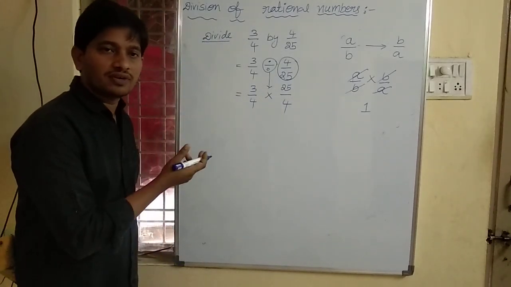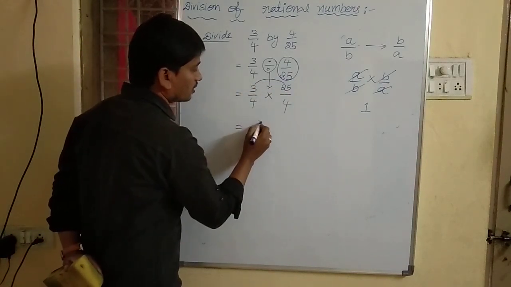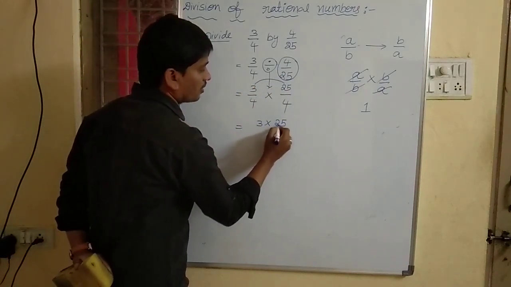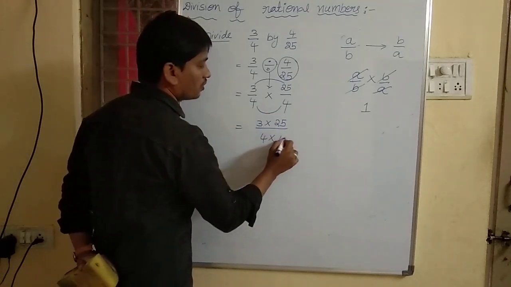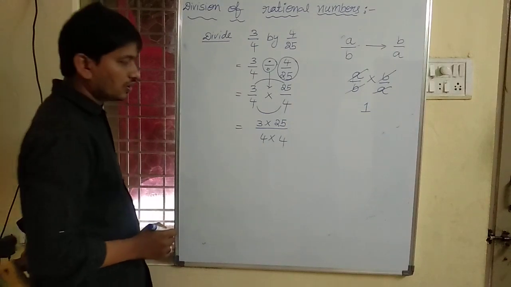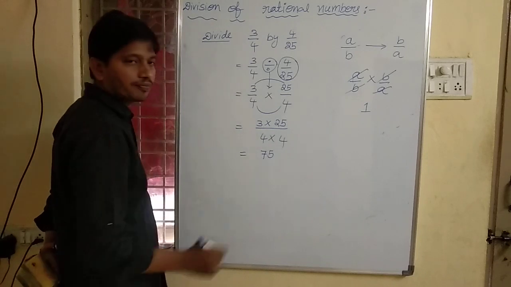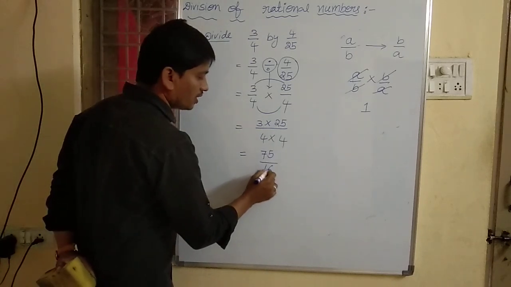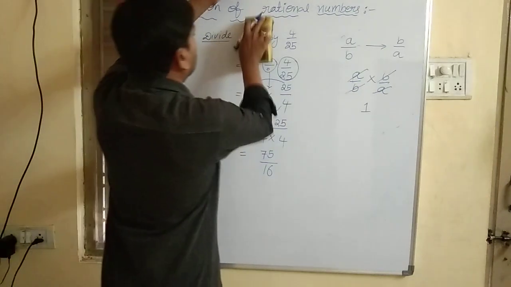Now it is multiplication of rational numbers only. So that is the product of numerators, 3 into 25, divided by the product of denominators, 4 into 4. 3 into 25, 25 3s are 75, by 4 4s are 16. Okay, for example, one more question.